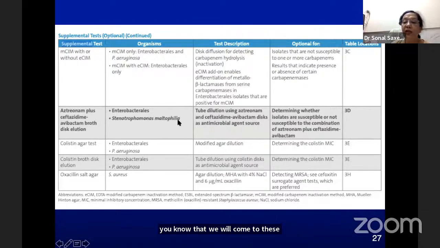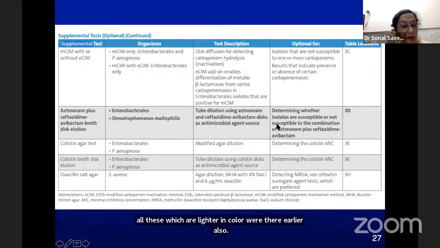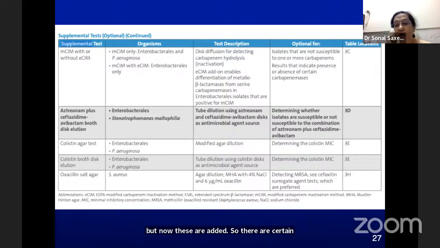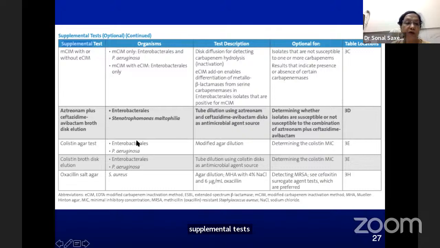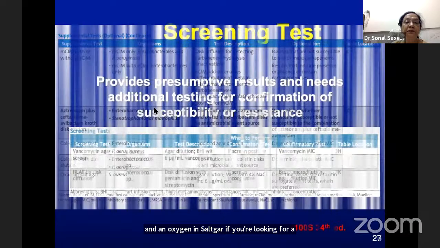This is something which is in bold, added new this year: aztreonam plus ceftazidime-avibactam broth dilution. All these which are lighter in color were there earlier also, but now these are added. So there are certain supplemental tests which you have to do in order to determine whether the isolates are susceptible or not. For example, if you do colistin MIC, you have to do a modified agar test. You can do a broth elution test if you are doing this, and an oxygen salt agar if you are looking for a non-MCR type of resistance.